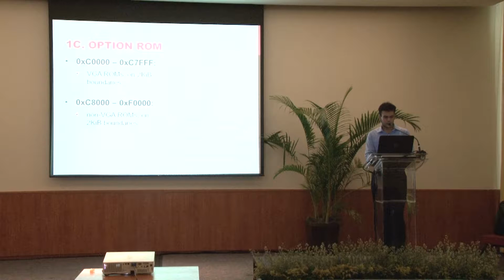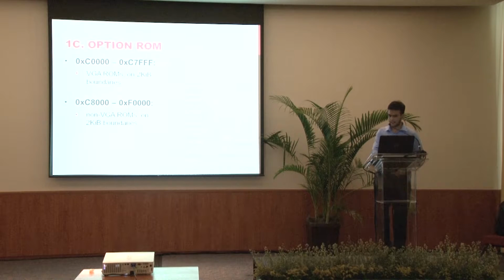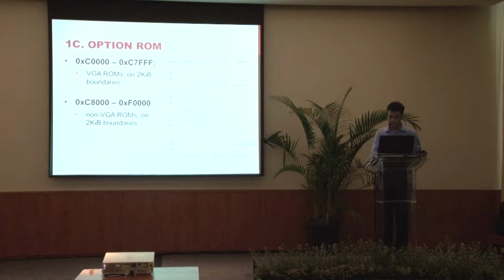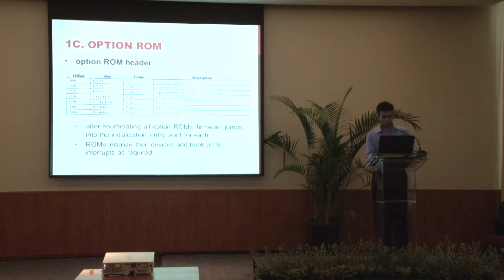Now, option ROMs lie in either the C0000 to C7FFF range, or up to F0000. The first part contains VGA ROMs, and the second part contains non-VGA ROMs. The VGA ROMs are for the output device, and non-VGA ROMs might be your network card or your hard disk controller or anything. Each option ROM has a small option ROM header. The option ROM header starts with the same signature used by boot sectors, followed by the length, followed by the initialization entry point, and then further data.